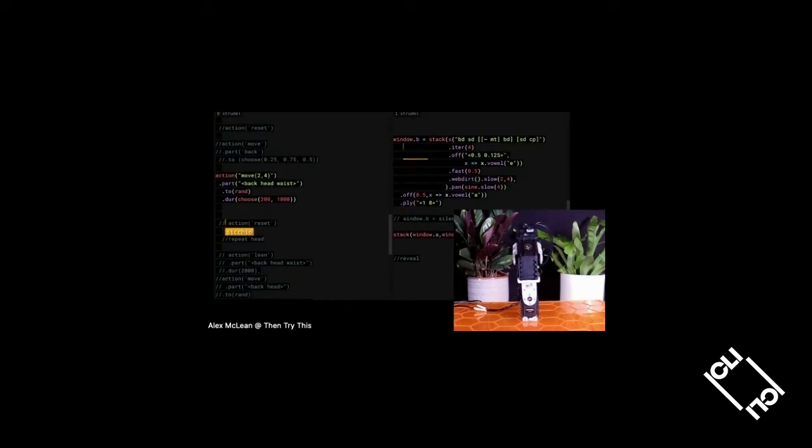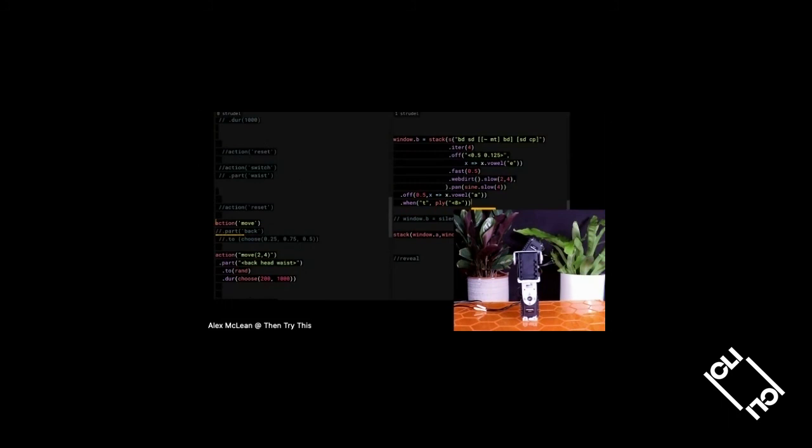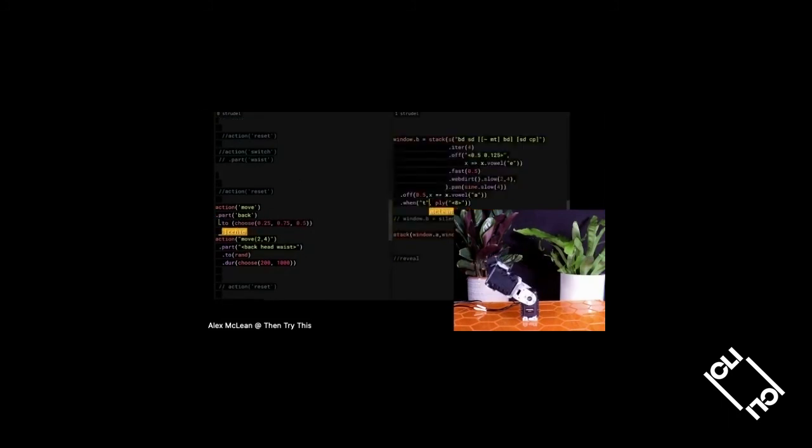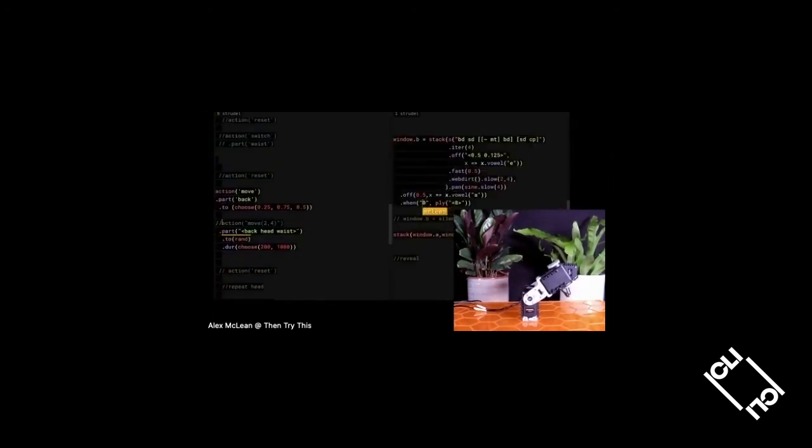Move your back to 34% over 0.2 seconds. Move your back to 93% over 1 second. Move your head to 33% over 0.2 seconds. Move your head to 67% over 1 second. Move your waist to 78% over 1 second. Move your waist to 21% over 0.2 seconds. Move your back to 2% over 0.2 seconds. Move your back to 35% over 0.2 seconds. Move your back to 75%.